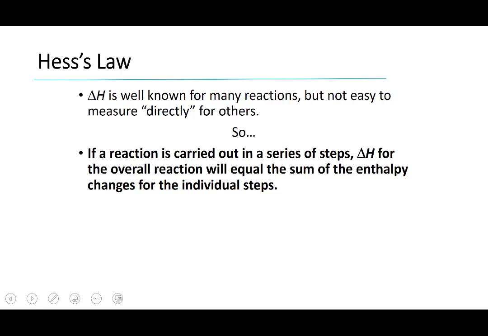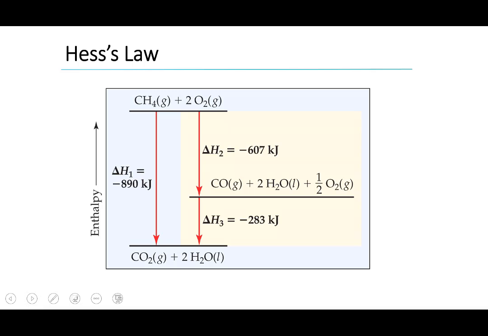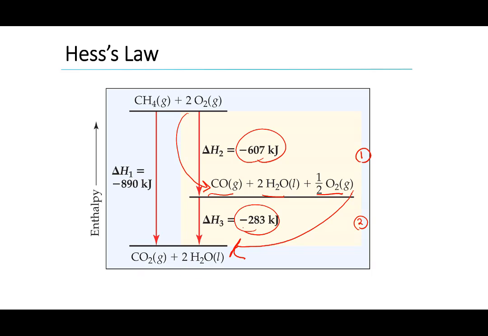Here's an enthalpy diagram so you can see what I'm talking about. If we look at the combustion of methane gas forming CO2 and H2O, this reaction can occur in two individual steps. The first step, going from methane and oxygen gas to carbon monoxide, water, and oxygen gas, produces 607 kilojoules of heat. Continuing from this carbon monoxide, water, and oxygen gas onto the products down here, CO2 and H2O, produces another 283 kilojoules of heat.